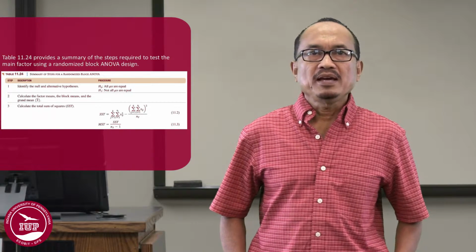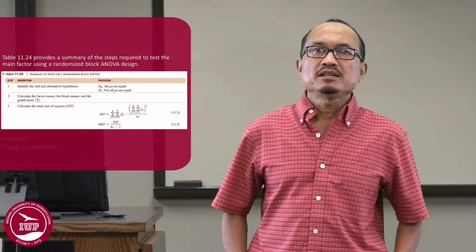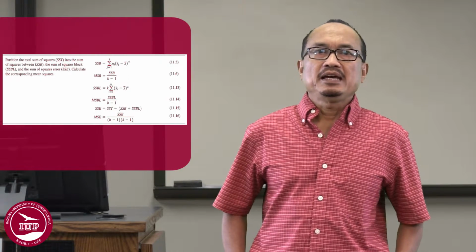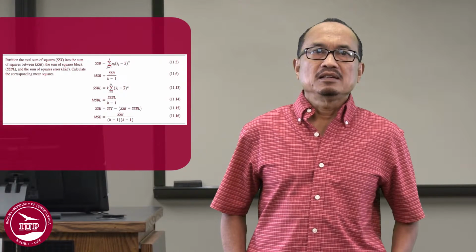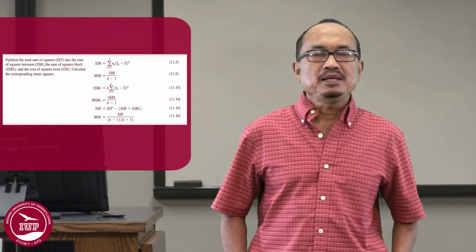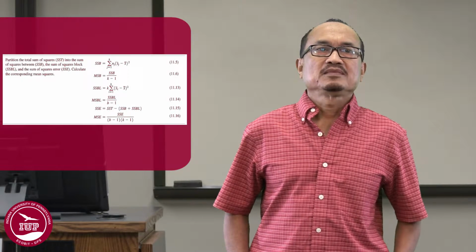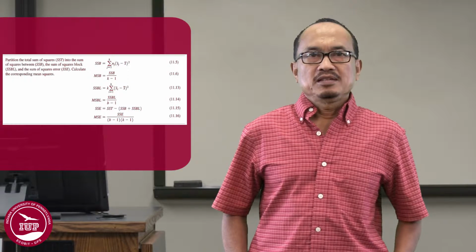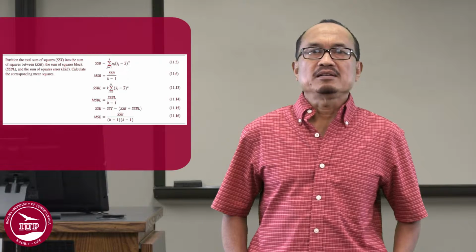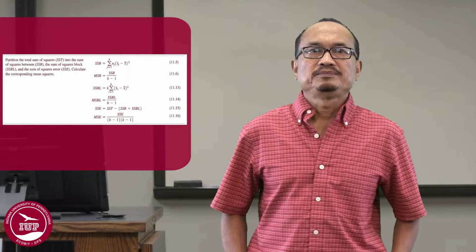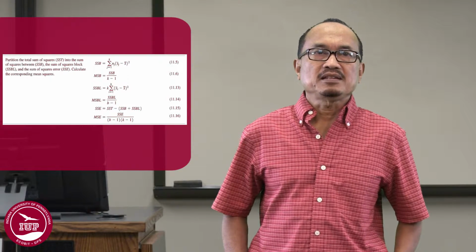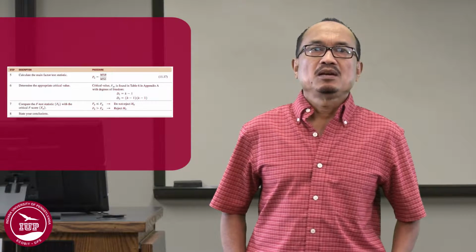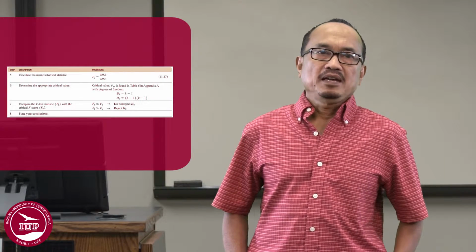Table 11.24 provides a summary of the steps required to test the main factor using a randomized block ANOVA design. 1. Identify the null and alternative hypothesis. 2. Calculate the factors mean, the block mean, and the grand mean. 3. Calculate the total sum of square. 4. Partition the total sum of square, SST, into the sum of square between, the sum of square of block or SSBL, and the sum of square of error or SSE. Calculate the corresponding mean square. 5. Calculate the main factor test statistic. 6. Determine the appropriate critical value. 7. Compare the F-test statistic or Fx with the critical F-score or F-alpha. 8. State your conclusion.